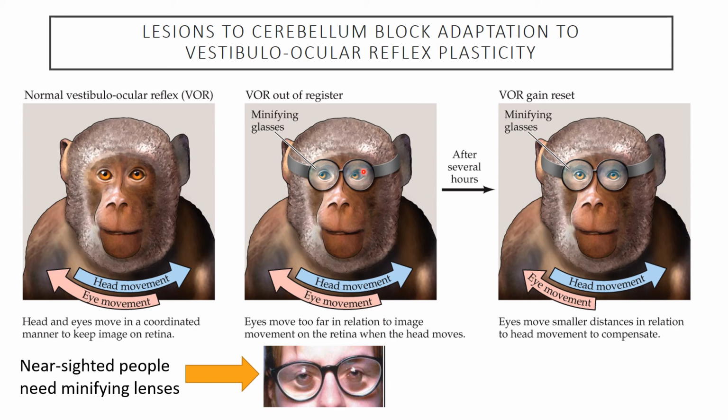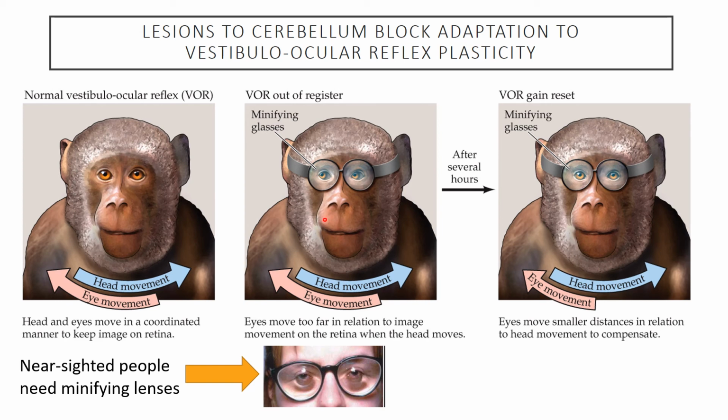What often happens with these experimental minifying glasses is that the eyes don't have to move as much, because the visual field is now being compressed and put onto a much smaller part of the retina. But we already have our vestibular ocular reflex. We've learned it over the years and years that we've been alive on how to do this.